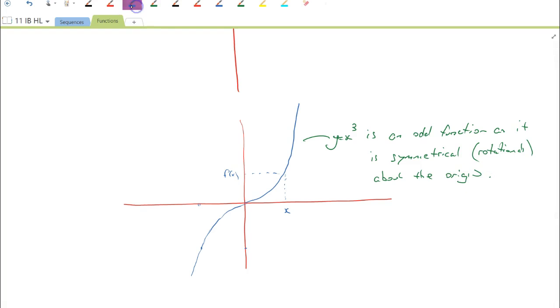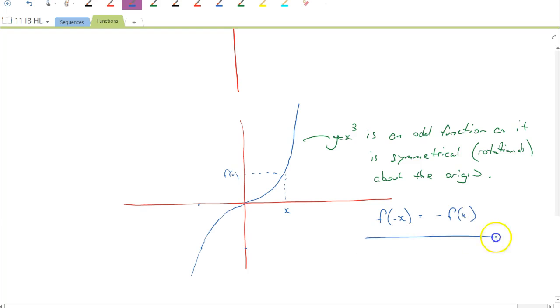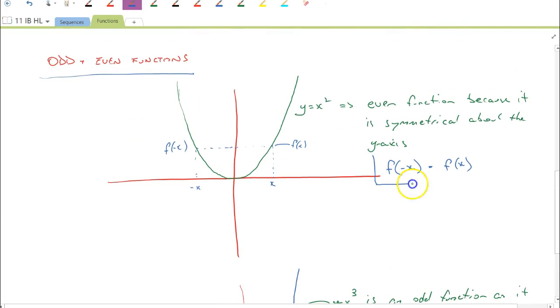And what we find here is that f of minus x is equal to the negative of f of x. So this is our identifier for odd and even functions, in an algebraic sense and in a graphical sense. In a graphical sense, even means symmetrical over the y-axis.